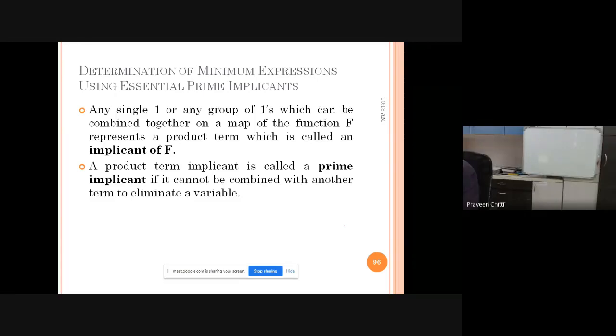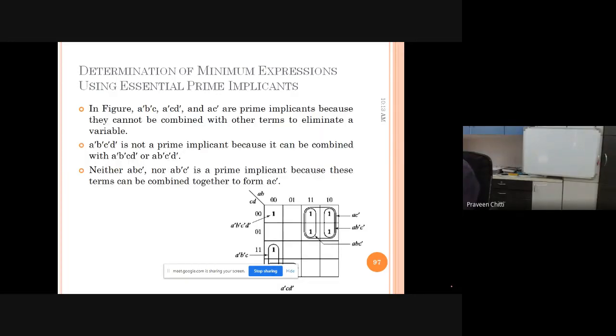So this one we have shown determination of minimal expression using essential prime implicants. Now what do you mean by implicants here or prime implicants here? The product term what you will be getting from K-map is called as prime implicant if it cannot be combined with another term to eliminate a variable, right? Whatever product term you will be getting from the K-map, you can call that as a prime implicant, right? But what exactly you mean by essential prime implicant?